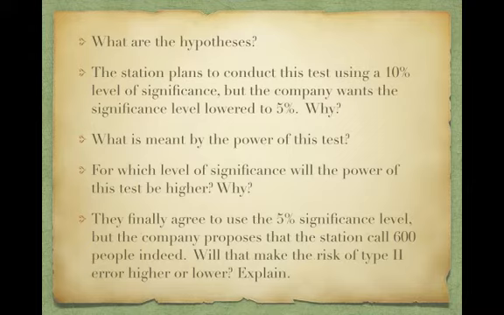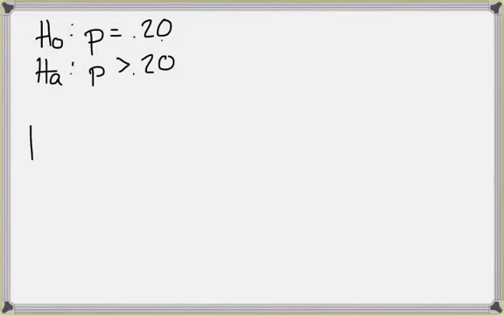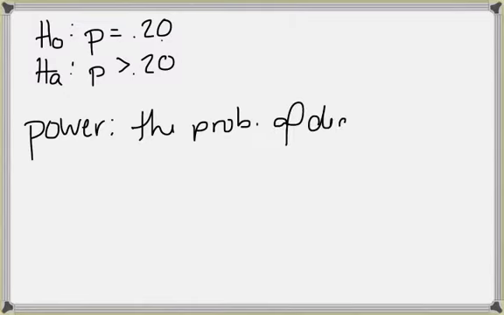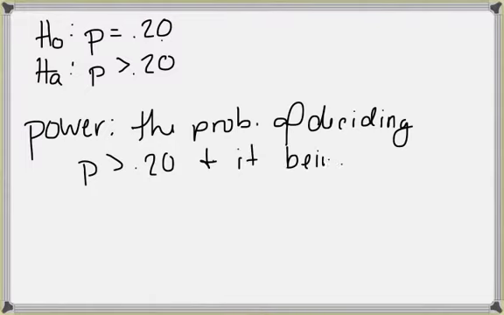The third part: what is meant by the power of this test? So in this case, the power is going to be the probability of deciding that p is greater than 0.20 and that actually being true. Okay, so the power is the probability of deciding that more than 20% hear the ads, and that being true.